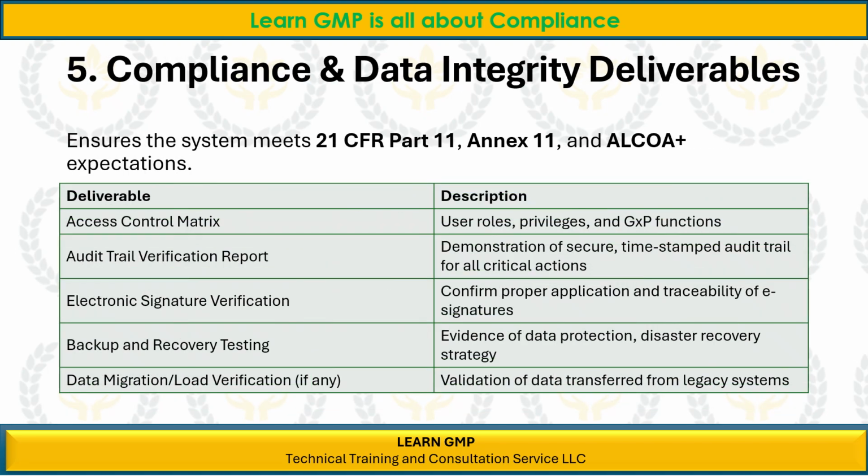Compliance and data integrity deliverables. Ensures the system meets 21 CFR Part 11, Annex 11, and ALCOA Plus expectations. Deliverable: Access control matrix. Description: User roles, privileges, and GXP functions. Deliverable: Audit trail verification report. Description: Demonstration of secure, timestamped audit trail for all critical actions.